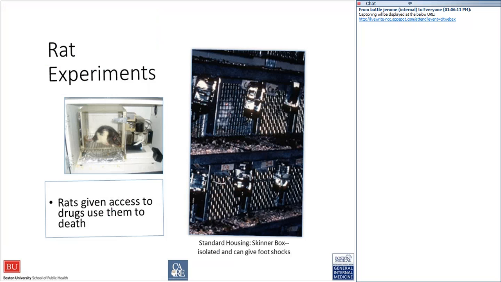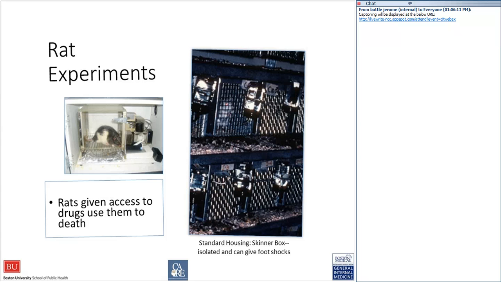Probably one of the most famous ones that gets brought up in this discussion was done by Bruce Alexander, an experimental psychologist. And he did a rat experiment. It's really important. And what he found was that if you give drugs, in this case opioids, to rats in an experimental setting, they use them until they die. In lieu of eating, in lieu of any other activities, they continue to take in morphine in this case.